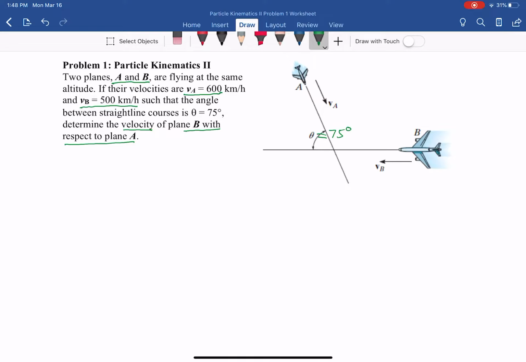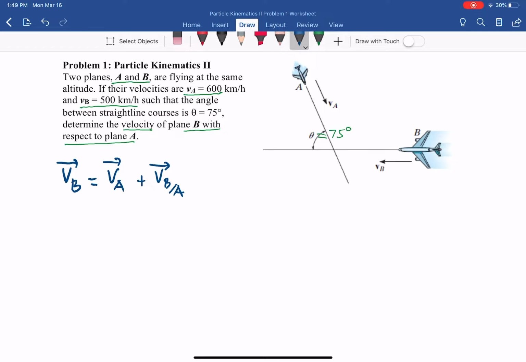So basically this is a relative velocity equation, relative velocity motion. So with that we have to use the relative velocity equation, and B relative to A, so we start with VB equal to VA plus VB relative to A, because the question asks B relative to A. If they ask A relative to B, then you start with VA equal to VB plus VA relative to B.